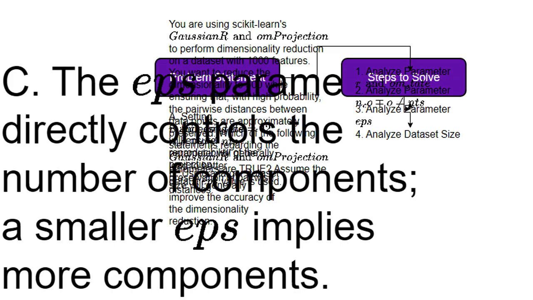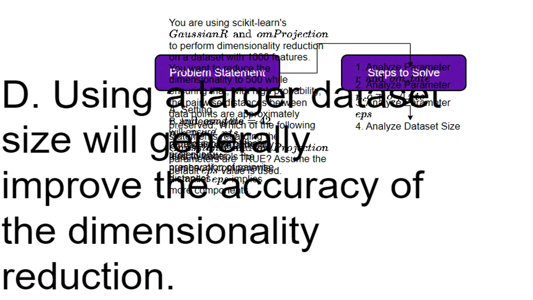The _eps parameter controls the error tolerance for distance preservation. A smaller _eps means we want to maintain distances very accurately. It influences the number of components needed, but it doesn't directly set it. A smaller _eps implies needing more components for accuracy, but not directly setting the number. A larger dataset often gives a better representation of the underlying data structure. More data points generally lead to a more accurate dimensionality reduction, as we have more information to base our reduction upon. Thus, this statement is plausible.